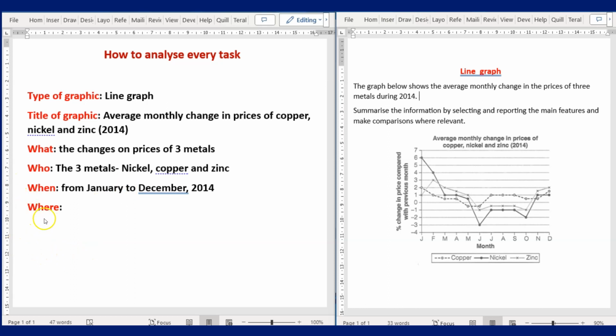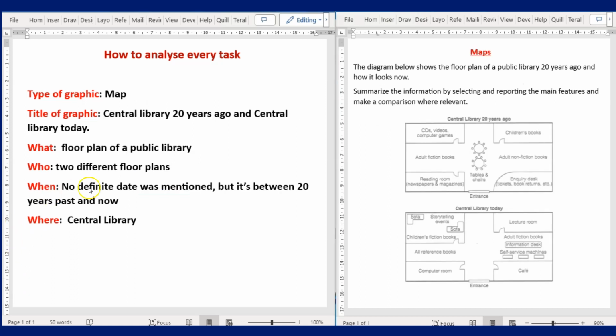We are going to use the same question, and then after I'll give you an exercise for you to do the rest of them. All right, we have this map, so let's analyze the map using our question. The diagram below shows the floor plan of a public library 20 years ago and how it looks now. Summarize the information by selecting and reporting the main features and make a comparison where relevant.